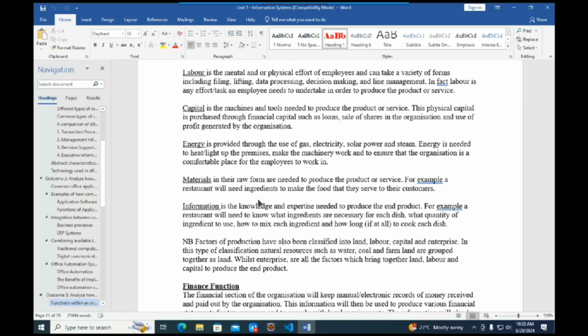Then we have information as a factor as well. So when we talk about information, we are talking about the knowledge and the expertise that is needed to make sure that we are producing the end product. So in a restaurant, we will need to know the ingredients that are necessary, for example, for preparing biryani or preparing pilau, and we need to know the quality of the ingredients that are going to be used. We need to know how those ingredients are going to be mixed in the process of cooking the food. So that is information. Okay.